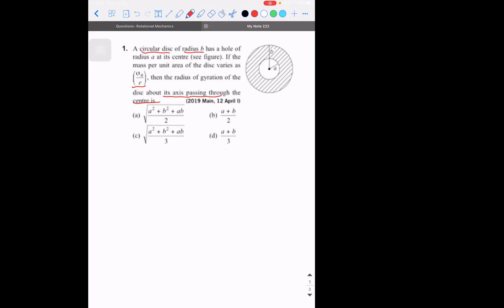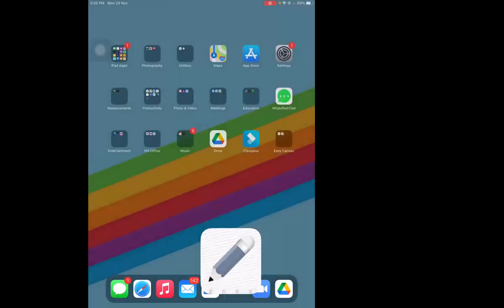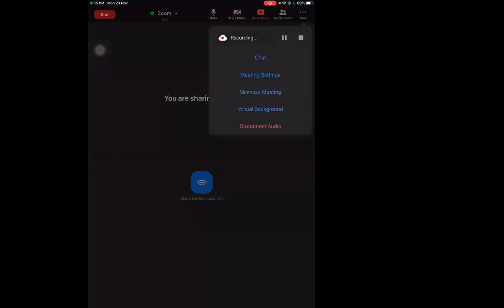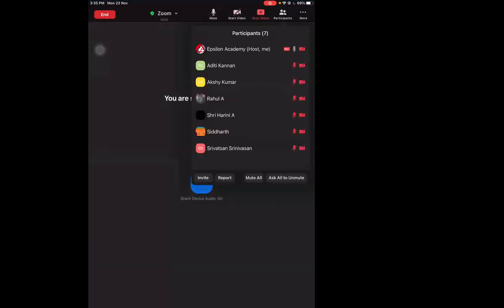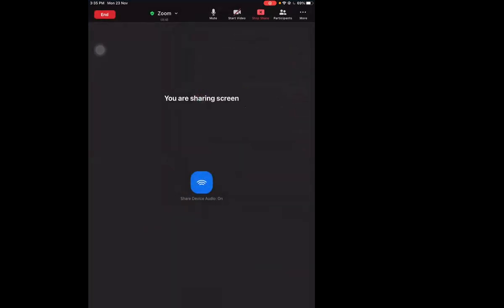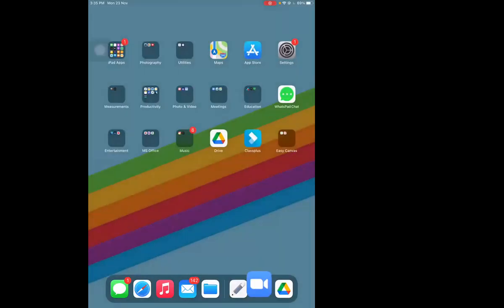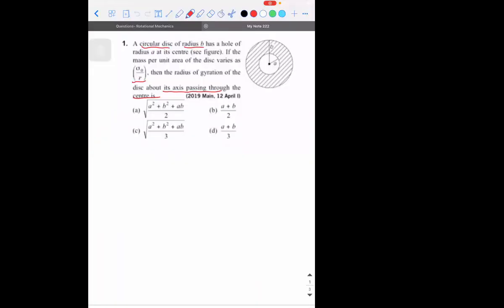So read the question carefully, okay? You have a circular disk of radius B, and it has a hole of radius A at its center. The mass per unit area of the disk varies as sigma naught divided by R. Then we need the radius of gyration of the disk about its axis passing through the center.